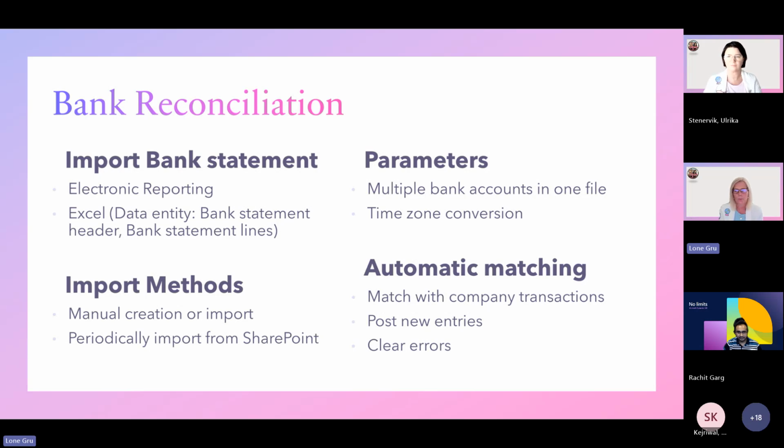Then we have the automatic matching possibilities. We can match with company transactions. We can post new entries. I'm coming back to that shortly, and we can clear some errors.